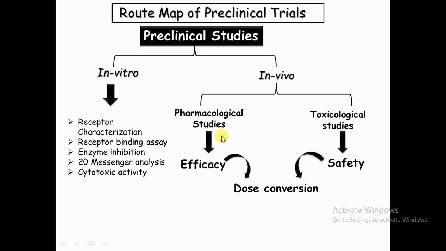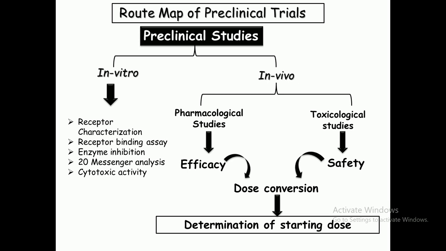At maximal therapeutic dose. Okay, and after this it leads to determination of the starting dose for the clinical trials. So according to this output we can get our better therapeutic dose, which is efficacious and does not have any toxic dose. This is how preclinical study is actually carried out. This is the route map of preclinical study.